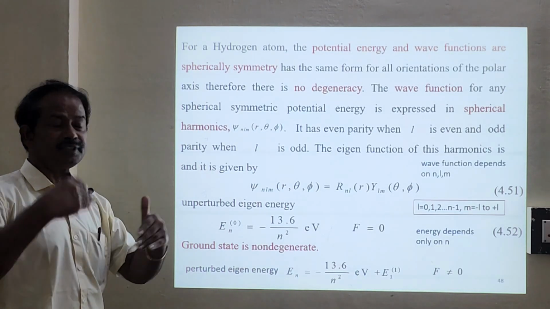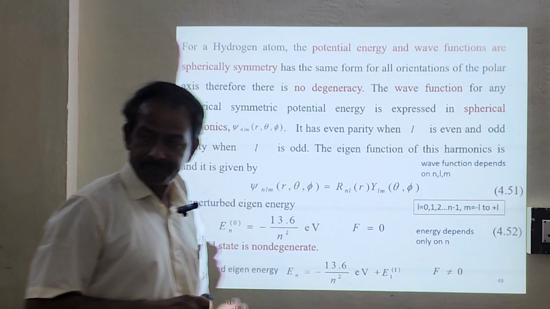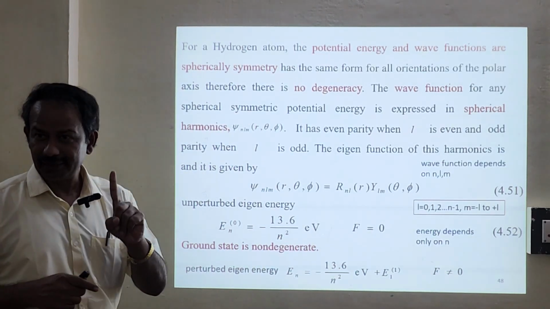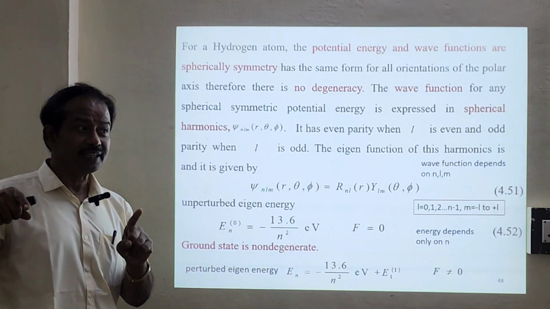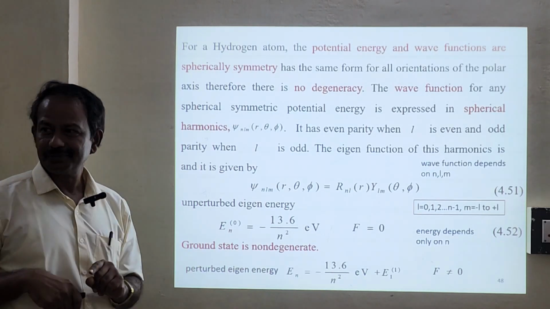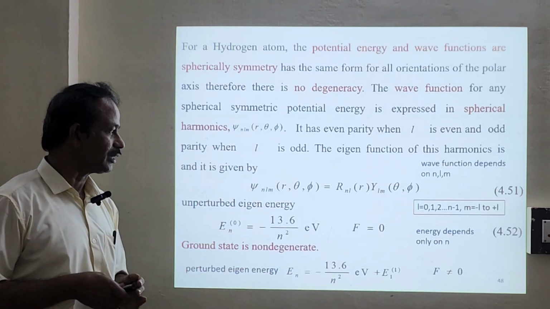Suppose we go for the first excited state, n equals 2. So your l will be 2 minus 1, so 1. What about m? m will be minus l to plus l through 0, we said. So minus 1, 0, plus 1. Three numbers. Is it okay? So this is the way that we usually calculate.